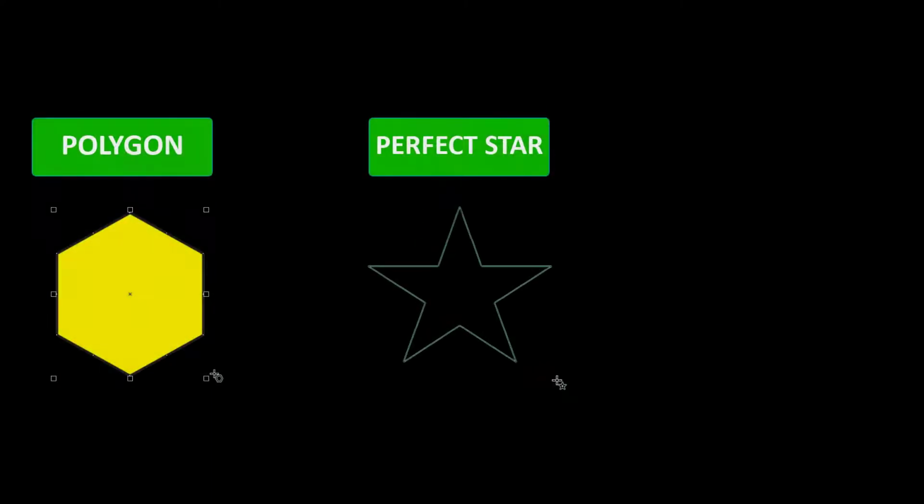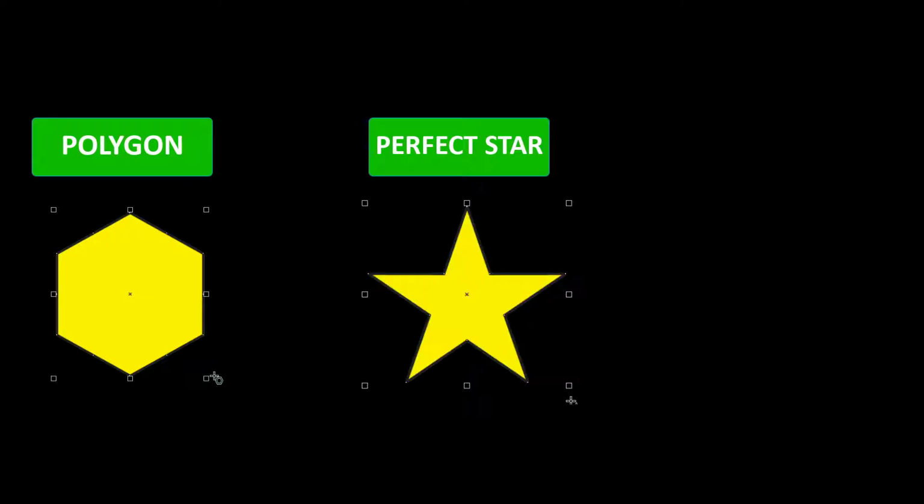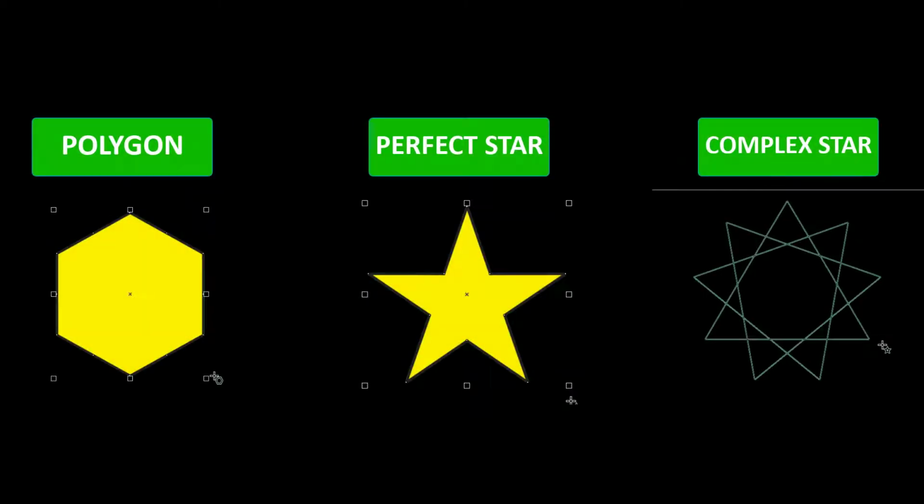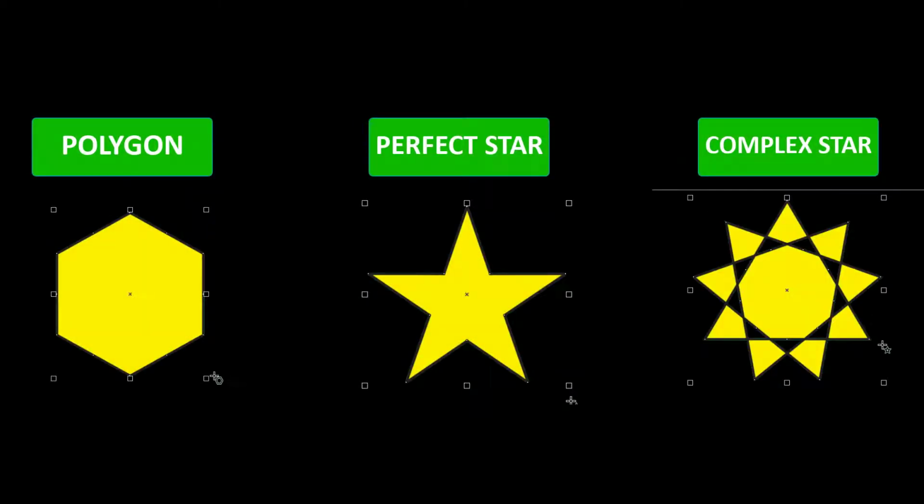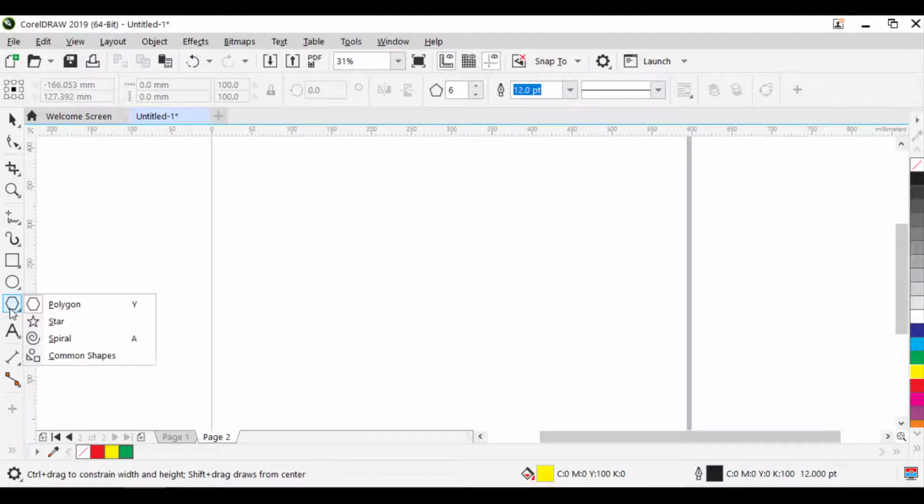The next set of tools are Polygon and stars. You can draw symmetrical polygons and two types of stars, perfect star, which have a traditional star appearance, and complex star, which have intersecting sides. With perfect star, you can apply a fill to the entire star shape. With complex star, you can produce unique results when you apply a fill. The tools you need to create polygons and stars are located on the object flyout.